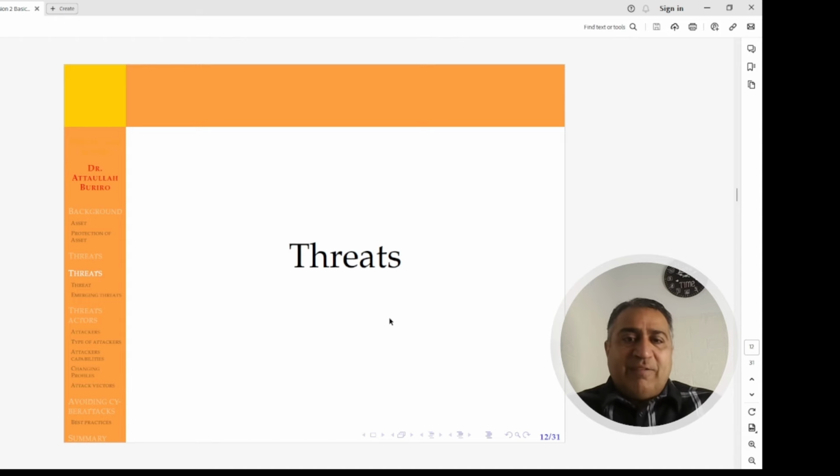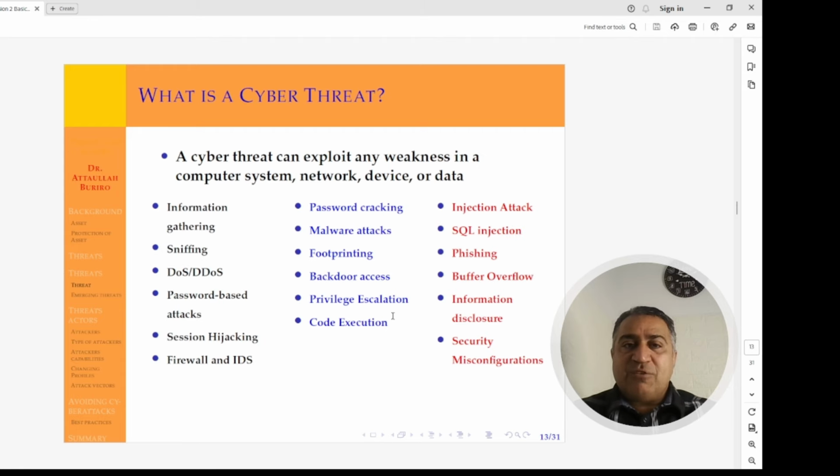So what are the threats that cybersecurity is supposed to tackle? But before that, we need to understand what exactly a cyber threat is. A cyber threat can exploit any weakness in a system, in a network, in a device, or in data. If there is an exploit or a vulnerability in any computer network or device, it could be exploited to mount or launch an attack. This attack is called a cyber threat. This threat always remains there if the weaknesses or vulnerabilities are not removed.